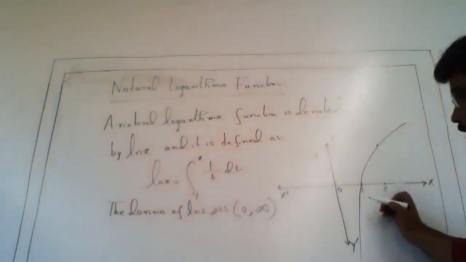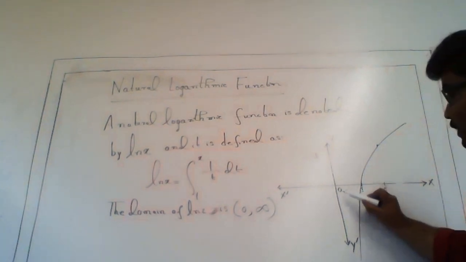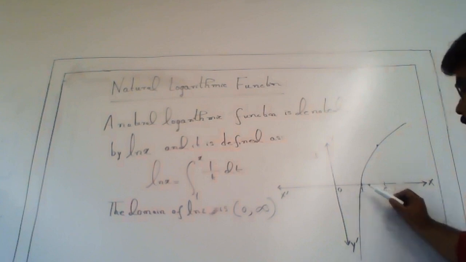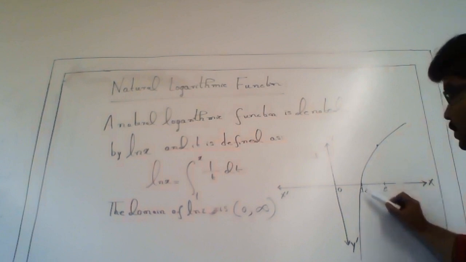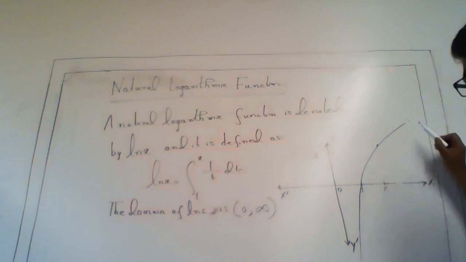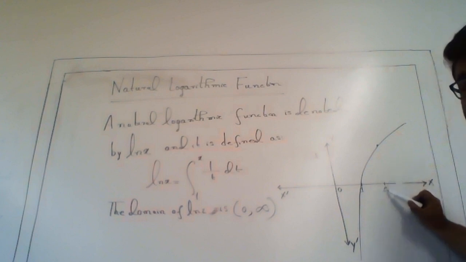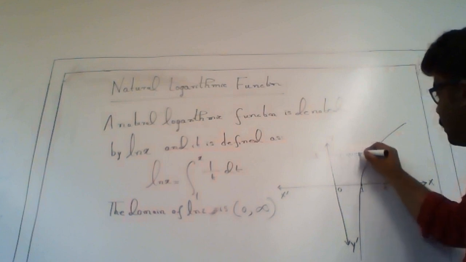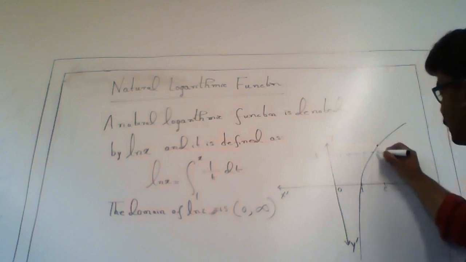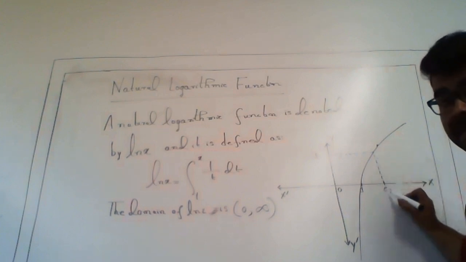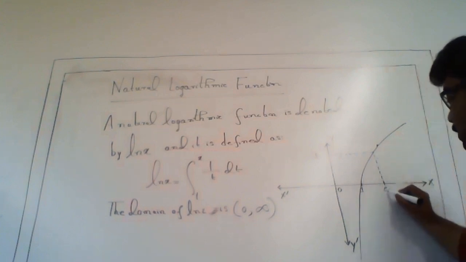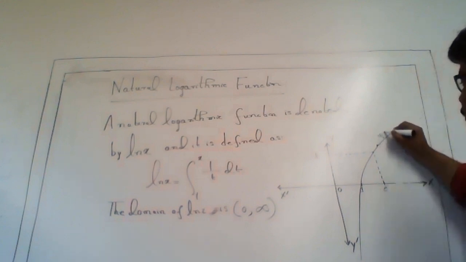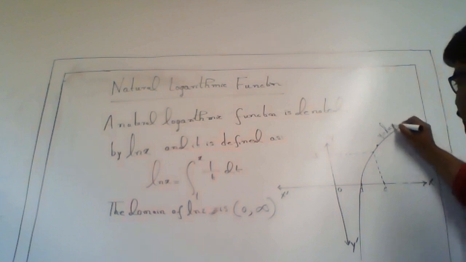If I take a value of x between 0 and 1, the value of ln x is negative. If I take a value of x greater than 1, the value of ln x is positive. There is a special number called e. At the point e, the value of ln x is 1. So if you draw a horizontal line here, it will cut the y-axis, and if you draw a vertical line, it will hit at the point e. This is the special number e, at which the graph of ln x yields value 1.